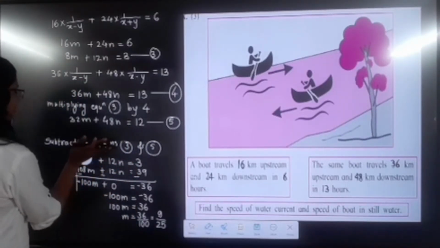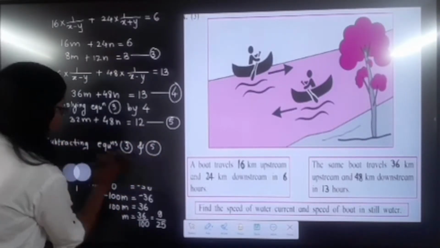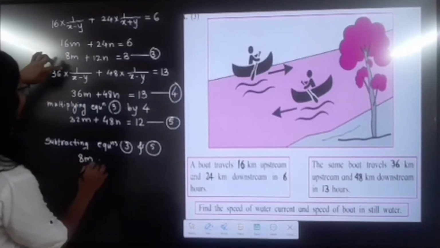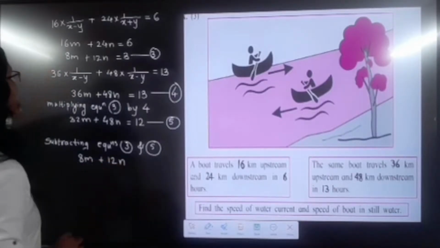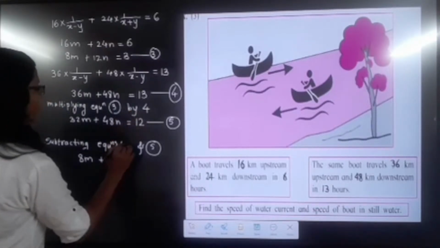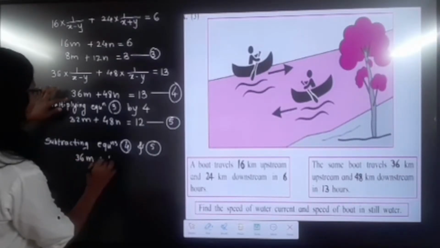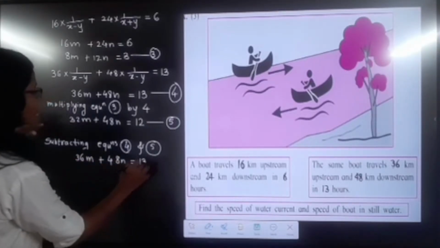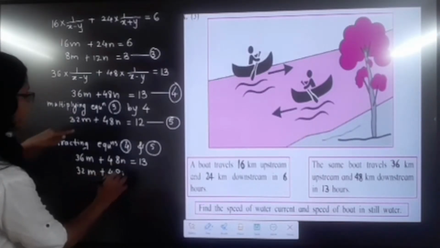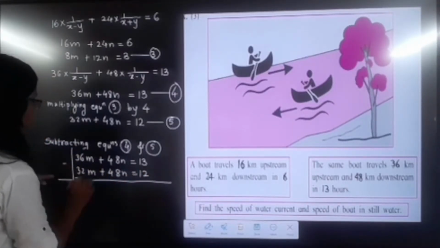Then here students, I write down these equations. See here, the third equation is 8m plus 12n. Okay, students, now 4 and 5. So I write the fourth one, 36m plus 48n is equal to 13, and the fifth one, 32m plus 48n is equal to 12. Yes, students. Now subtracting, so changing the sign here.